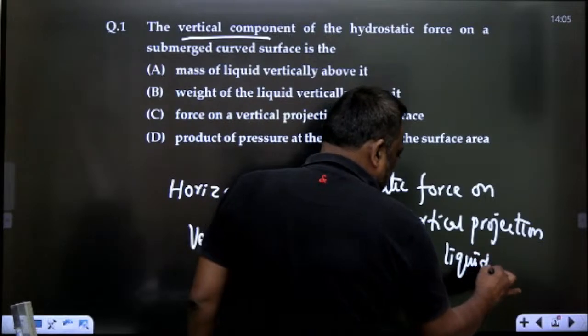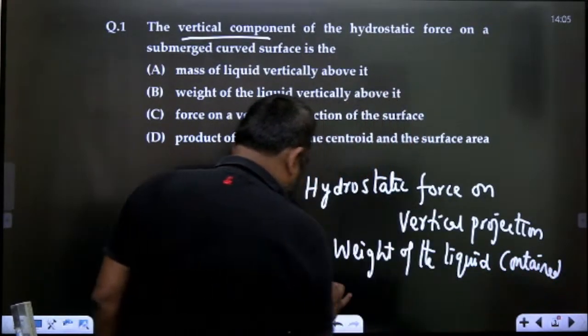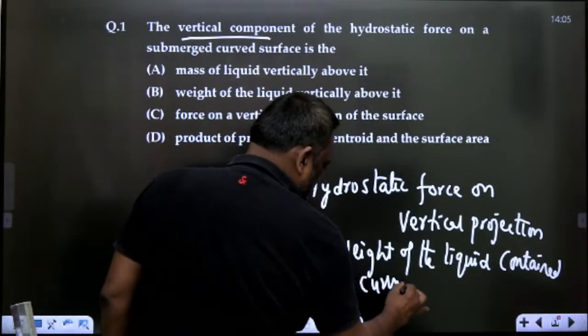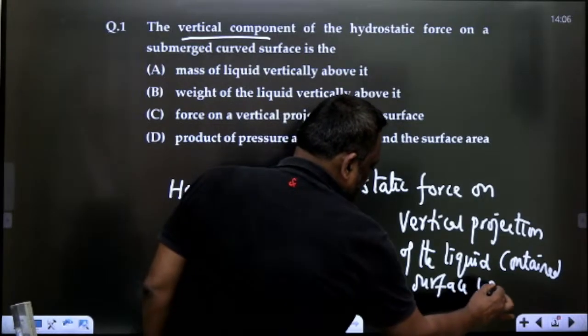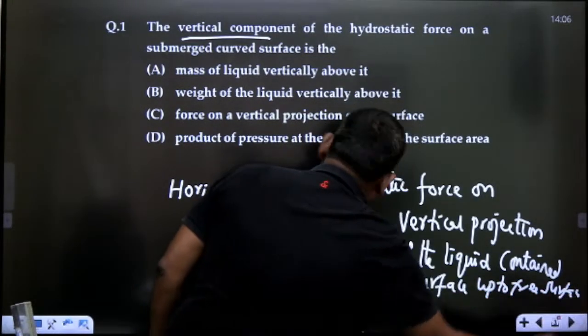Contained by the curved surface, taken up to the free surface. Up to the free surface. Let me explain what this is all about.